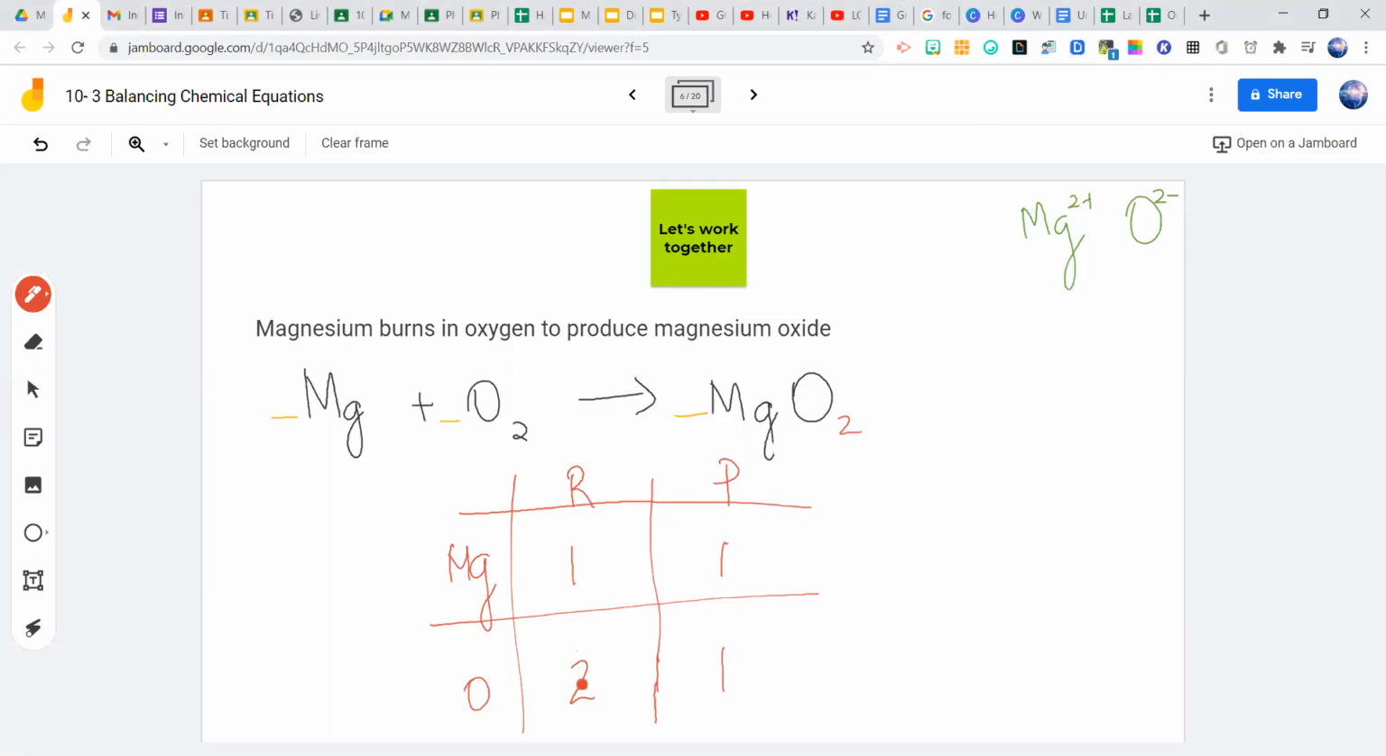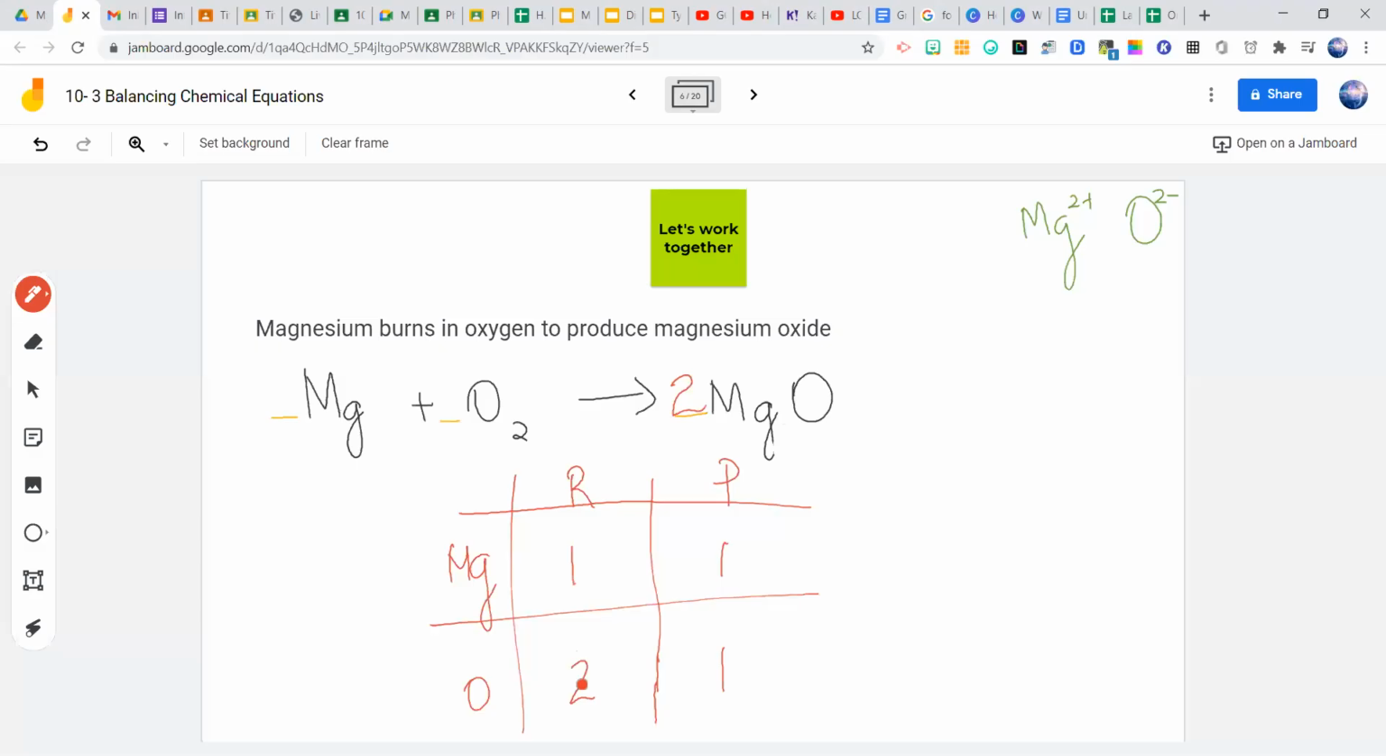MgO2? No, because the formula must be the same. So I can't add a subscript. So this is what I'm going to do. I'm actually going to add a coefficient. A coefficient to turn 1 into 2 is to multiply it by 2.